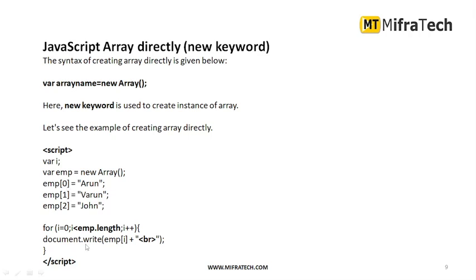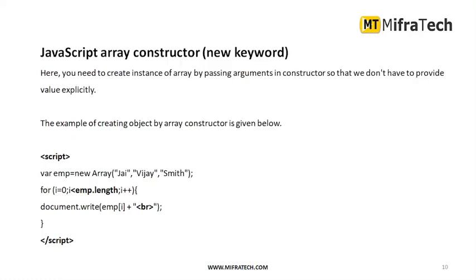Emp is 0. I have told the index to start with 0, 1 and 2, and so on to n. Arun, Varun and John. For i equals 0, i less than emp dot length, i plus plus. Document dot write emp i. BR refers to a break where we are displaying the output. It will not come simultaneously, it will come one by one with the break.